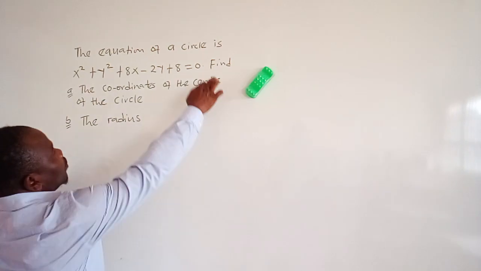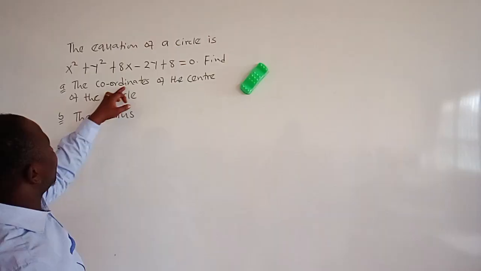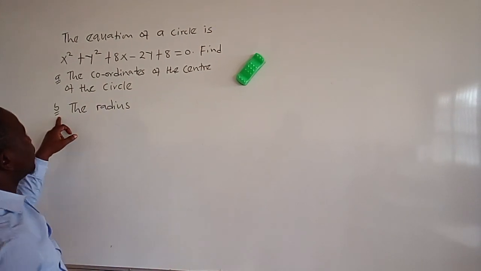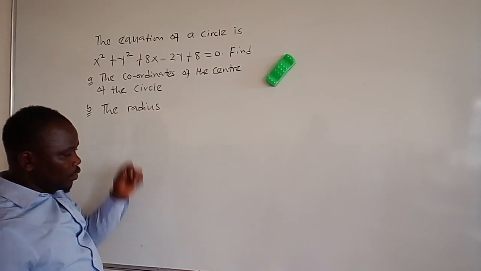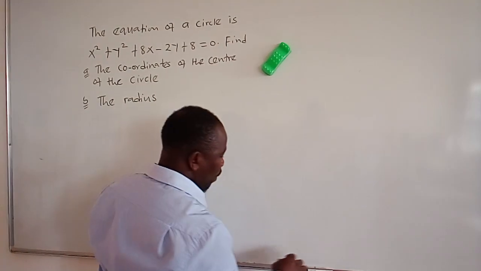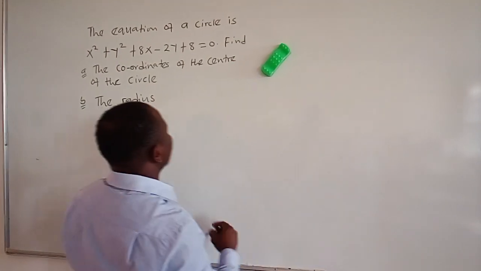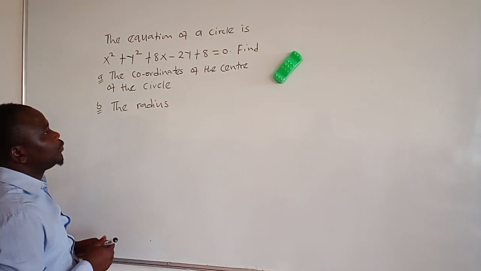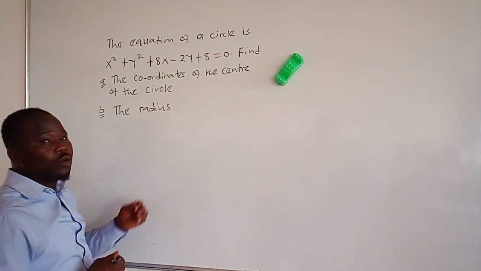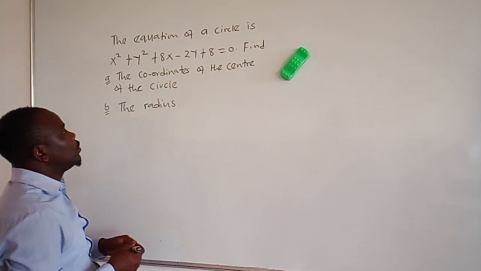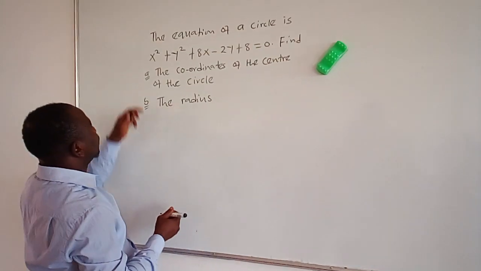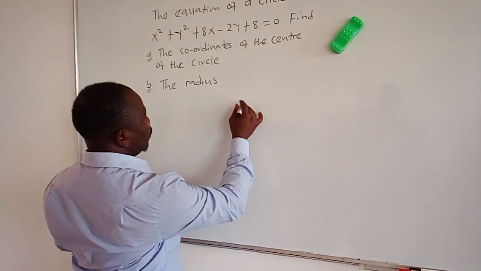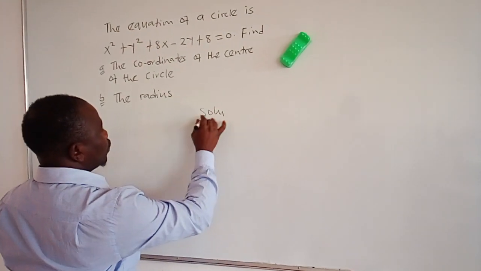1. Find A, the coordinates of the center of the circle. B, the radius. We are going to look at this problem, and I will show you how to solve A and B. Let's try the solution.